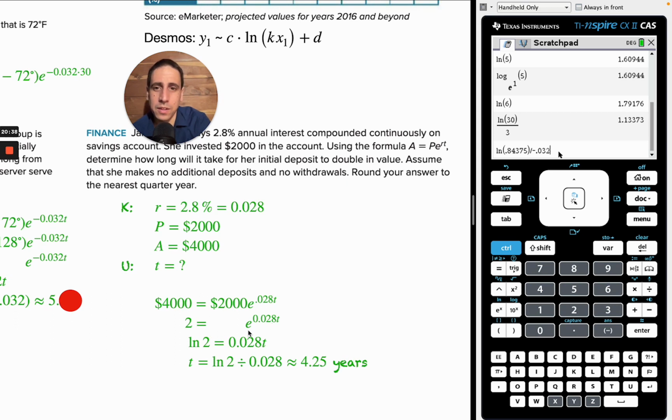Now here we've got a base of e, so it's going to turn into a natural log of 2. And so the natural log of 2 is equal to 0.028t. Dividing by the decimal, you get natural log of 2 divided by 0.028, and that gives you approximately 4.25 years, rounding to the nearest quarter of a year.